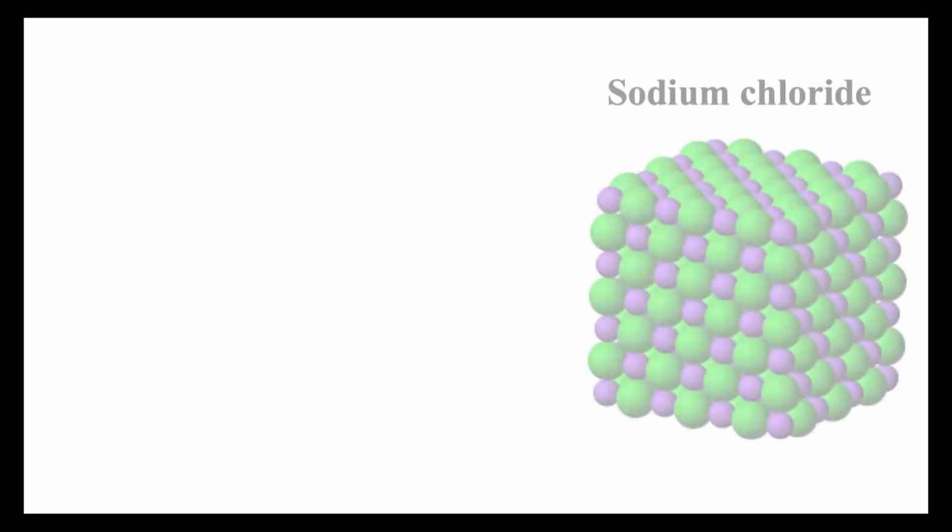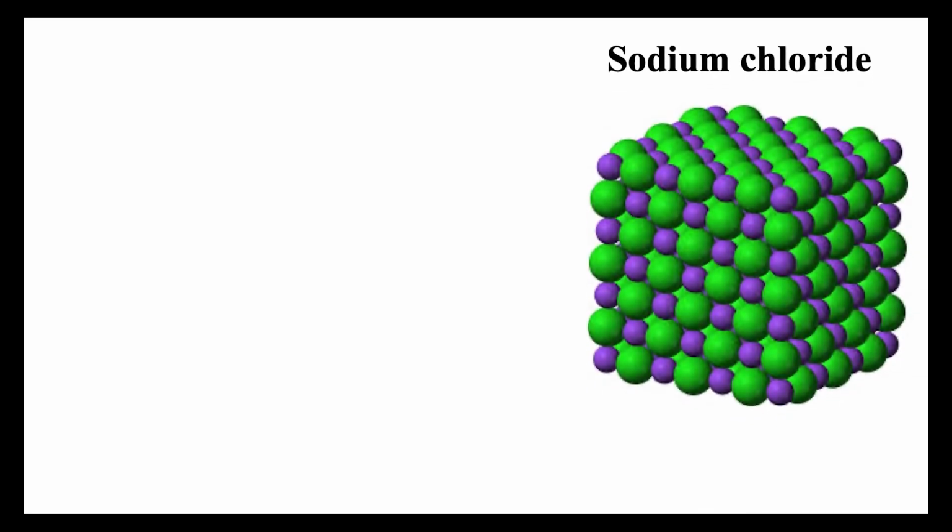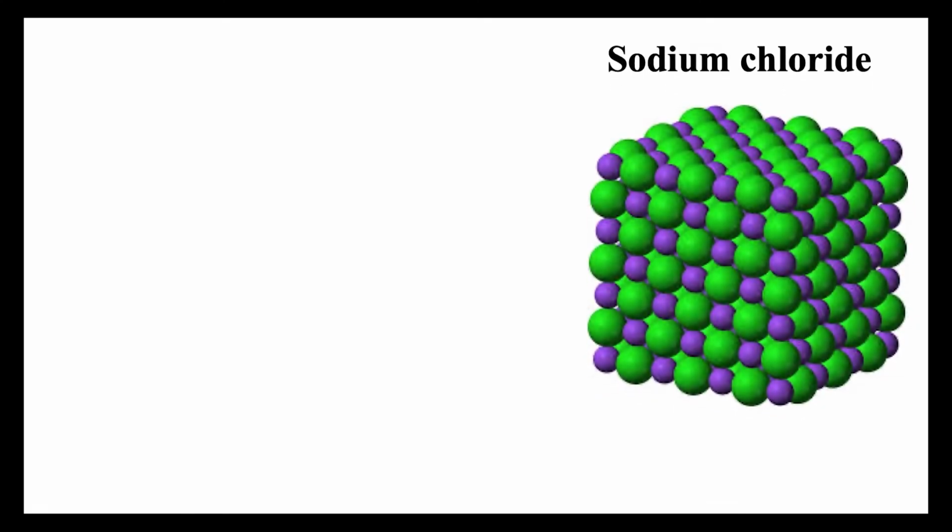But this gives rise to an internal structure consisting of several kinds of lattice planes, each having a characteristic arrangement of particles. To understand this, let us consider a solid substance made up of two types of ions, for example, sodium chloride, which consists of sodium ions and chloride ions.